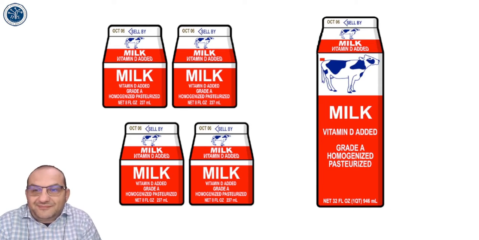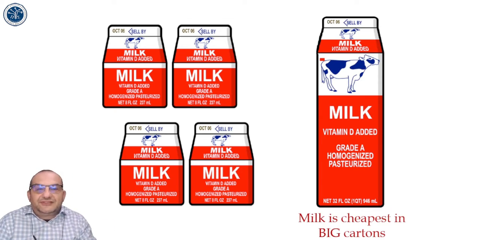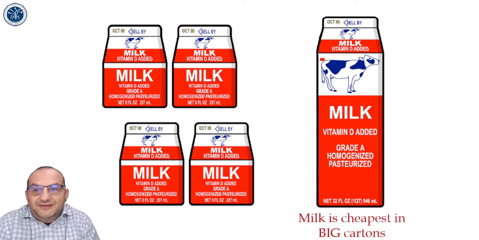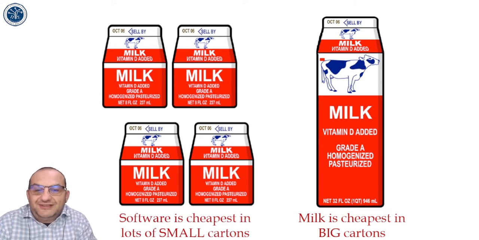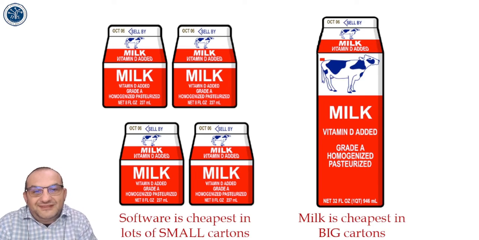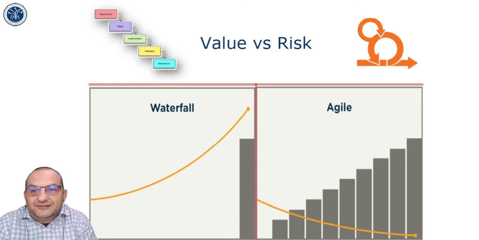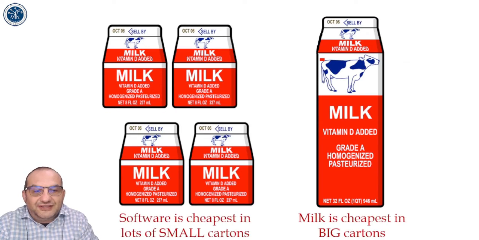So we can say, isn't it, that, for instance, milk or soda or water is cheapest in big cartons or in big bottles? But comparing with them, when we think about software development, about software products, software is cheapest in lots of small cartons or small bottles. And this is the effect of this difference between approaches on values and risks in Waterfall and Agile.